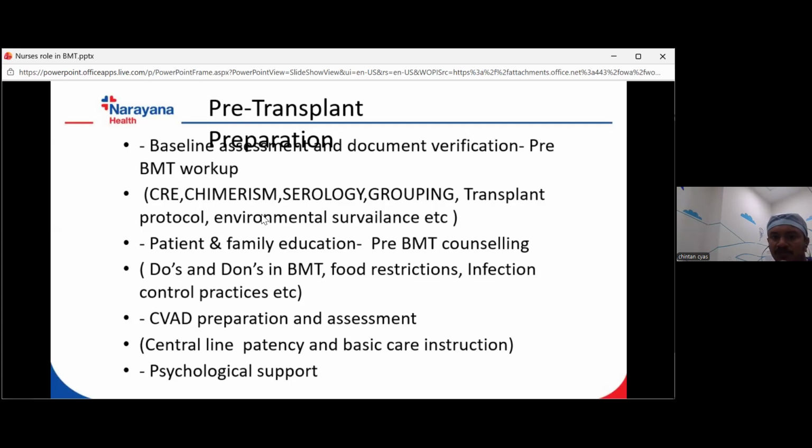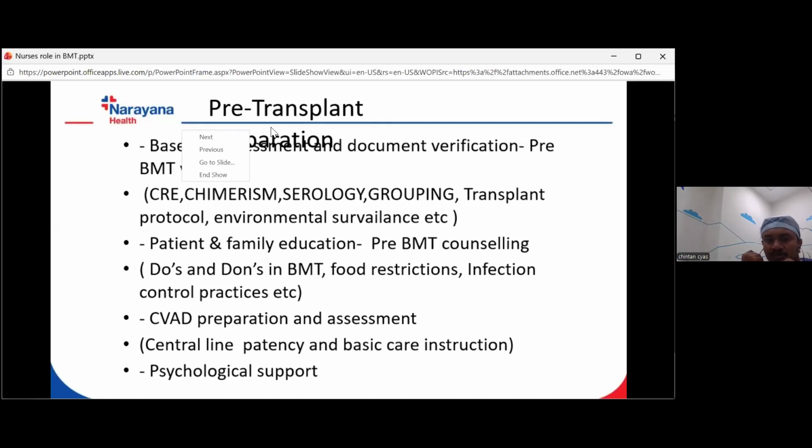And environmental surveillance means, in the BMT room preparation, basically we have to check the air culture of the BMT and the cleanliness, and the room must be in a sterile mode before taking the patient. So we are even sending the air samples, which are fungal and bacterial.